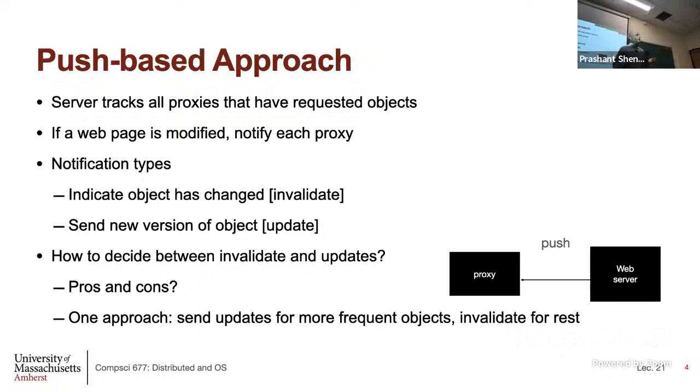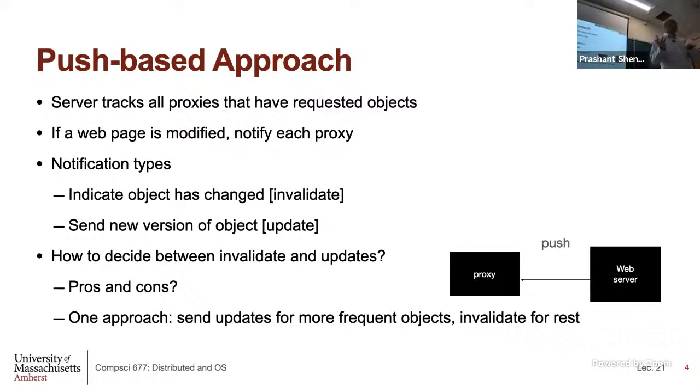So for popular content, it makes sense to send updates rather than invalidates, because invalidates will just cause the cache to go back to the server to refetch that content. You can save that extra message round trip time and the latency by simply sending updates to the cache.